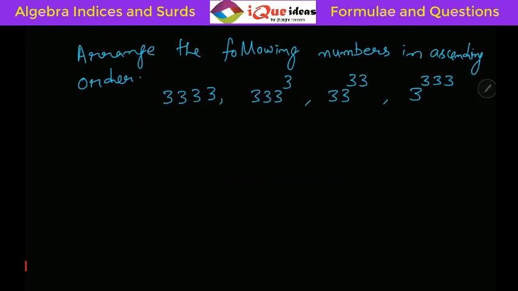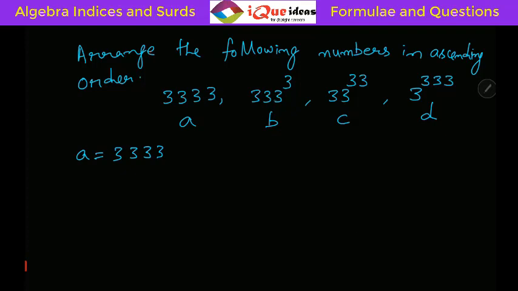Now, let's take up this question. It says, arrange the following numbers in ascending order. Let's say this is A, this is B, this is C, this is D. We have to arrange them in ascending order. Now here A is 3,333. No problem.